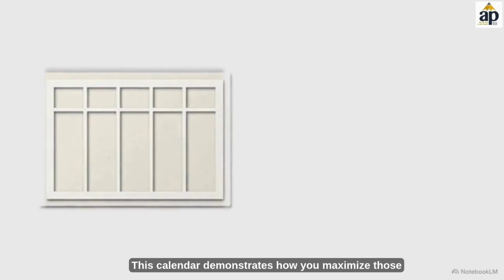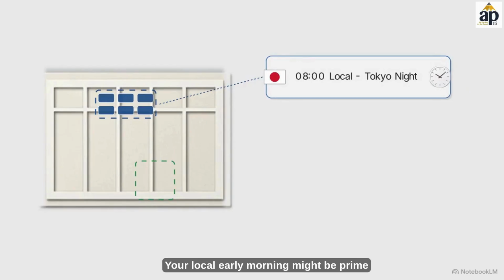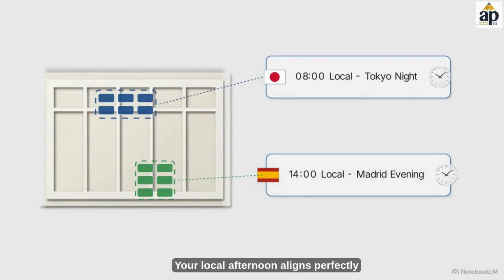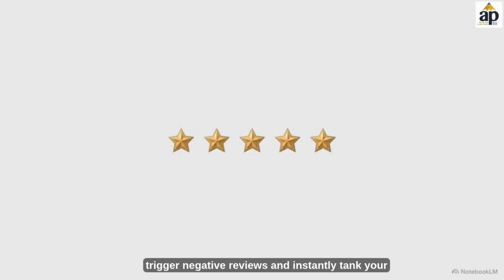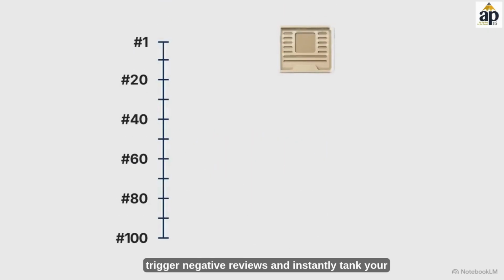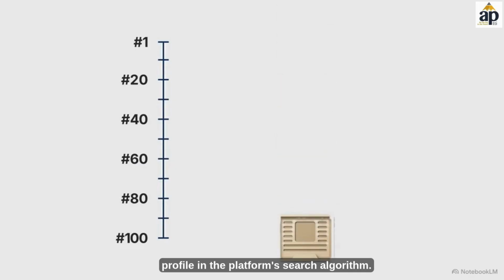This calendar demonstrates how you maximize those rates. You identify overlapping windows of peak demand. Your local early morning might be prime evening study hours in Tokyo. Your local afternoon aligns perfectly with the end of the school day in Madrid. You must lock down your time zone math. Missing a scheduled class because you miscalculated the daylight savings gap between London and New York will trigger negative reviews and instantly tank your profile in the platform's search algorithm.